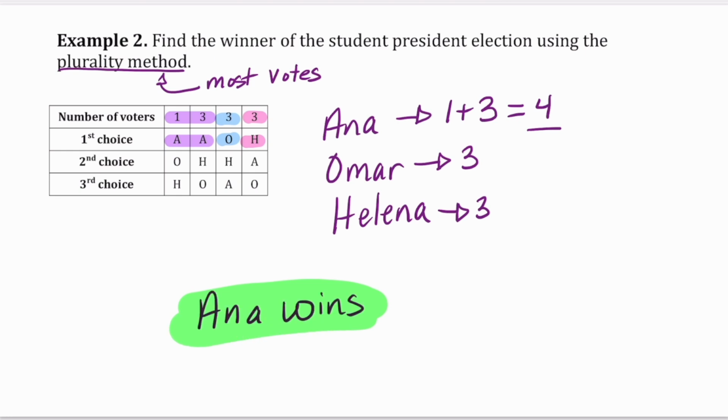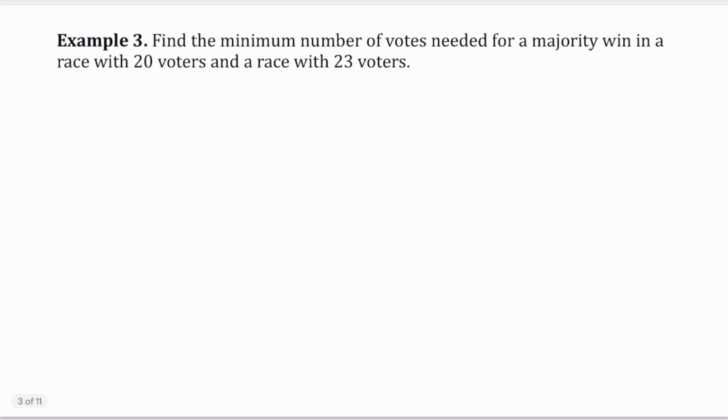Plurality gives us the person who gets the most votes, but often we want to know the majority. So example 3 says to find the minimum number of votes needed for a majority win in a race with 20 voters and in a race with 23 voters. Majority means more than 50%. So to find the minimum number of votes needed for a majority, we need to first find out what is 50% of the voters, and then we want more than that.